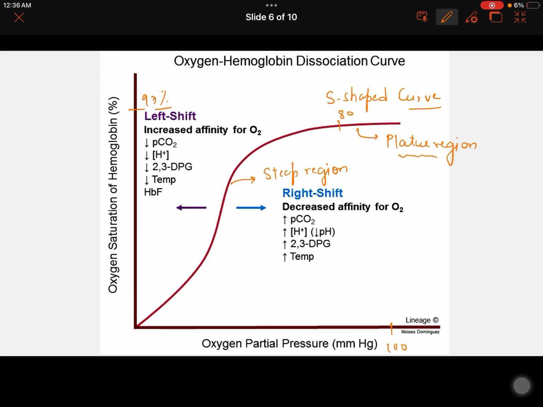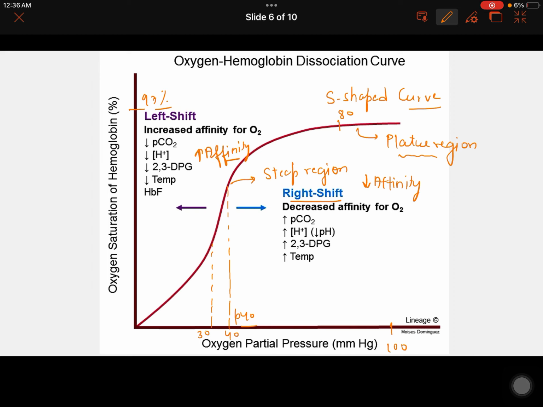But if we talk about the steep region, that is the P40 over here, even if it moves from 40 to 30, more desaturation can be seen, right? So that was about the steep region. More oxygen can be given to the particular tissue. If the curve shifts towards the right side, there is more oxygen delivery, so binding affinity will be decreasing towards the right side of the curve, and binding affinity will be increasing towards the left side of the curve, right?